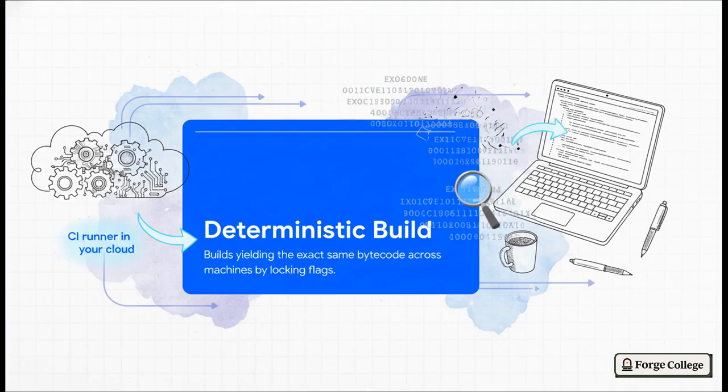This evidence gathering starts with a deterministic build. By definition, this is a build process that yields exactly the same output, like bytecode, across different machines by locking down compiler and optimizer flags. Setting deterministic compiler flags in your repository prevents those subtle, totally infuriating bytecode differences between the CI runner in prod and your laptop sitting right there on your desk.